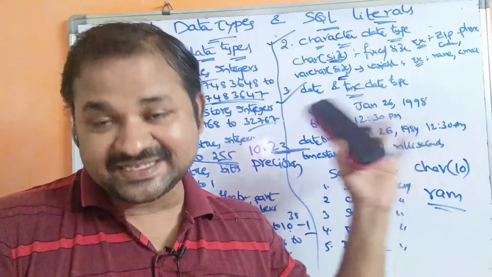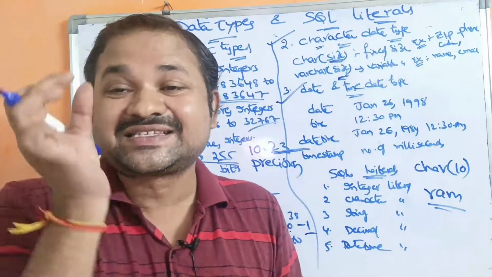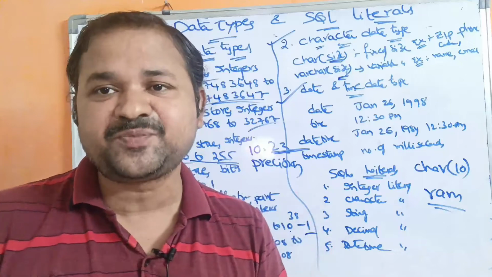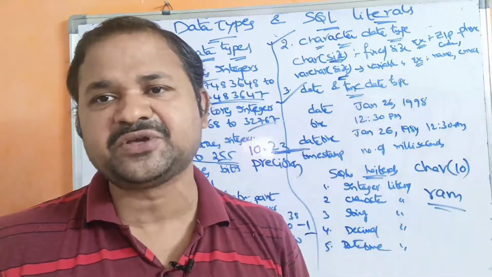So that is the disadvantage of the char. Char is mainly useful if we know the size. We know the size of the zip code. We know the size of the mobile number. So in this type of occasions, we have to use the char.